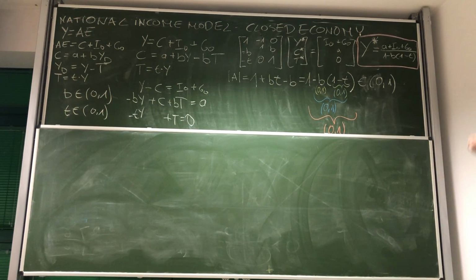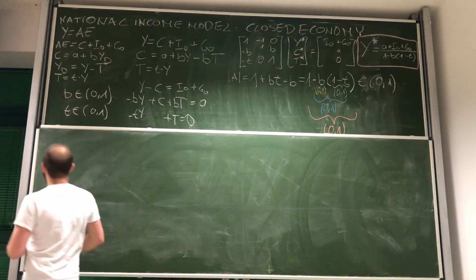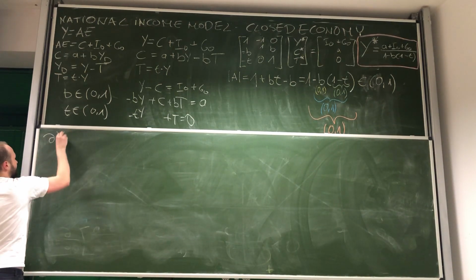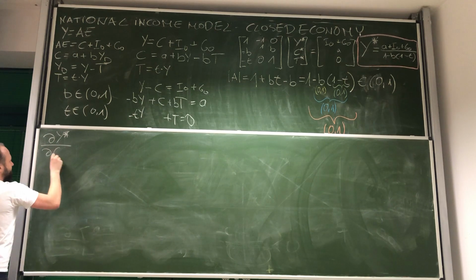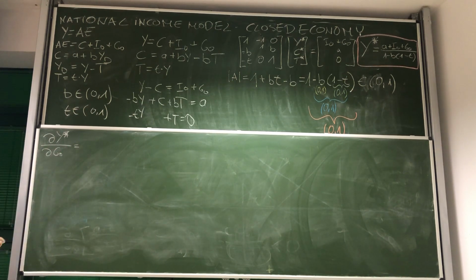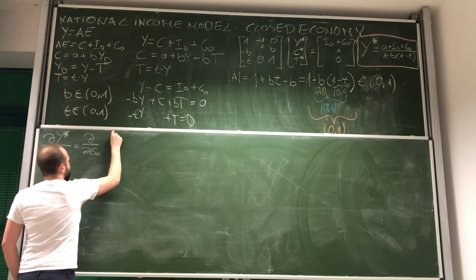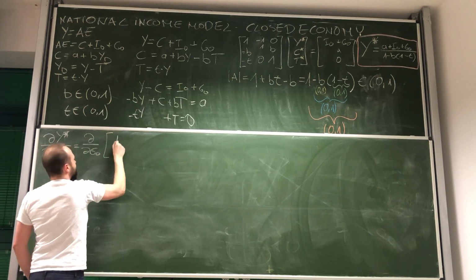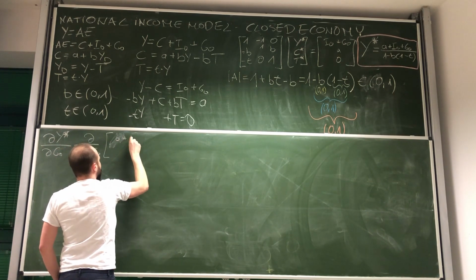Now, all we need to do is to resort to what we've done previously, comparative static derivatives. So we need to calculate the partial derivative of equilibrium level of income with respect to government spending. So look, we need to differentiate the expression for equilibrium level of income.